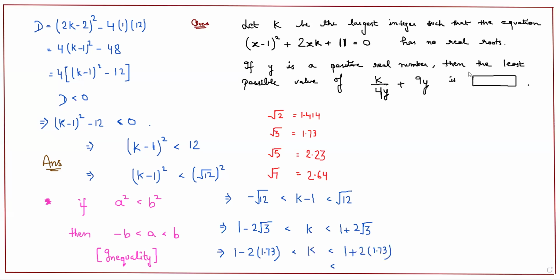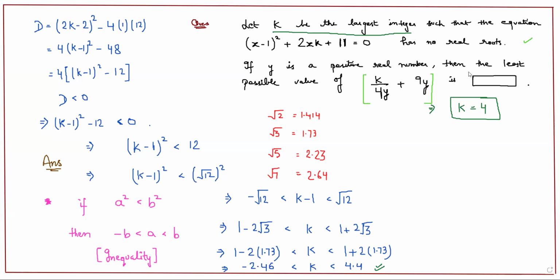So if I plug root 3 value, that is 1.73 here. So it is 2 into 1.73, that is 3.46, plus 1, 4.46 something. And on the other side it is 1 minus 3.46, that is minus 2.46. So your k lies between these two numbers. And because k is the largest integer, what is the largest integer that is less than 4.46? That is equal to 4. So first of all, we find the value of k, that is 4. Now, the first two lines give us the value of k, that is 4.